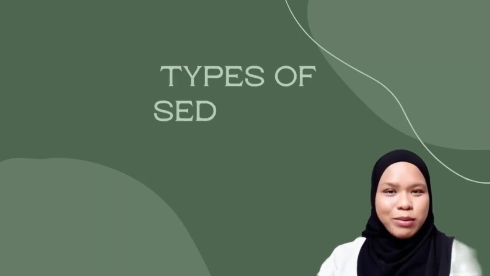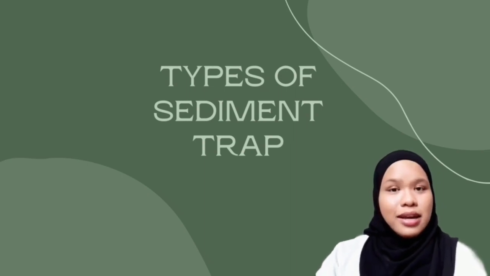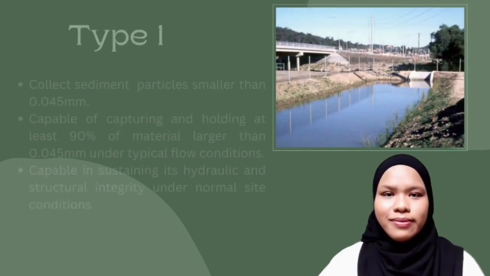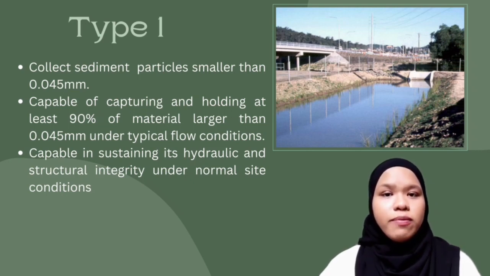My name is Nur Aida Suhada binti Muhammad Syafi'i with matrix number AA20002. Next, I'm going to explain about the types of sediment trap. The first type of sediment trap is type 1. Type 1 sediment trap is designed to collect sediment particles which are smaller than 0.045 mm.